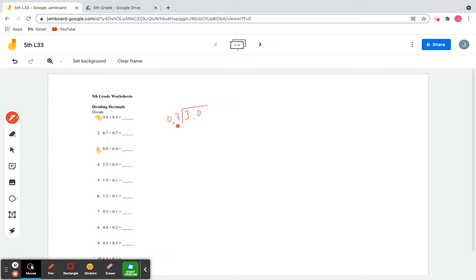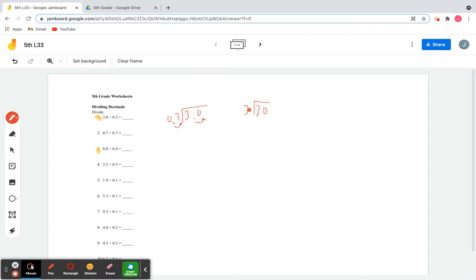In order to make this number a whole number, we're going to move the decimal point to the right by 1 unit. So I'm going to move it here. And when I move the decimal point for the divisor, I have to do the same thing to the dividend. So I'm going to move the decimal point here too. So this will be 30 divided by 3. Now we have a divisor that is a whole number.